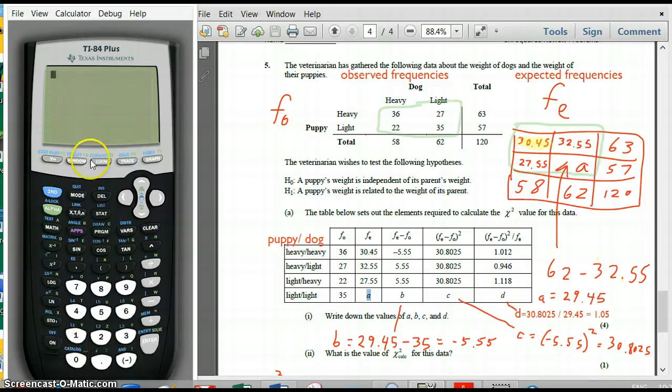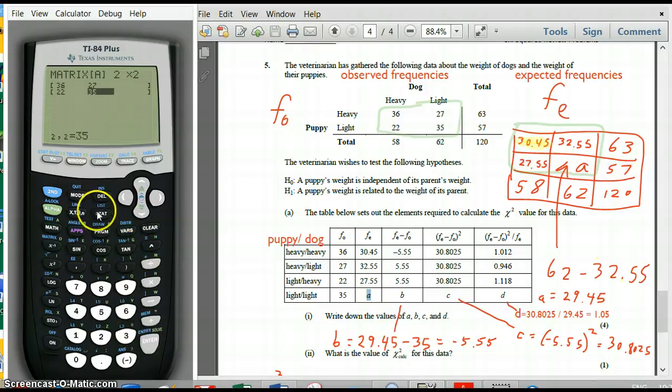Distribution, the expected frequency distribution. So, I'll show you how to do that here. Second matrix, and we'll go to edit. In A, I'm going to put a 2 by 2 table. The 2 by 2 table is going to have 36, 22, 22, and it's going to have 27, and 35.